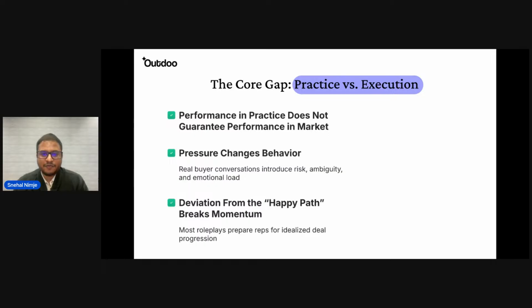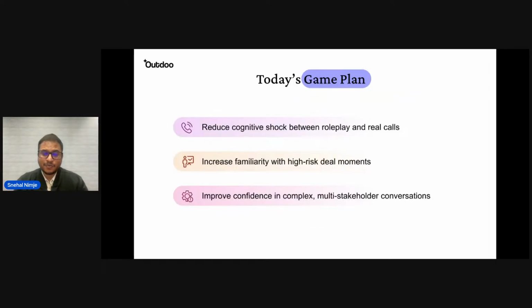This sort of deviation from what we call the happy path actually breaks the momentum, right? The managers complain about the cycles getting longer, the targets getting missed. The leaders and VPs complain about how the forecasting has gone wrong for the quarter, right? So it trickles down to a much larger problem. And that's why, if the right action is taken at the right moment, it will help you to drive results faster, right? So that's what we are going to talk about.